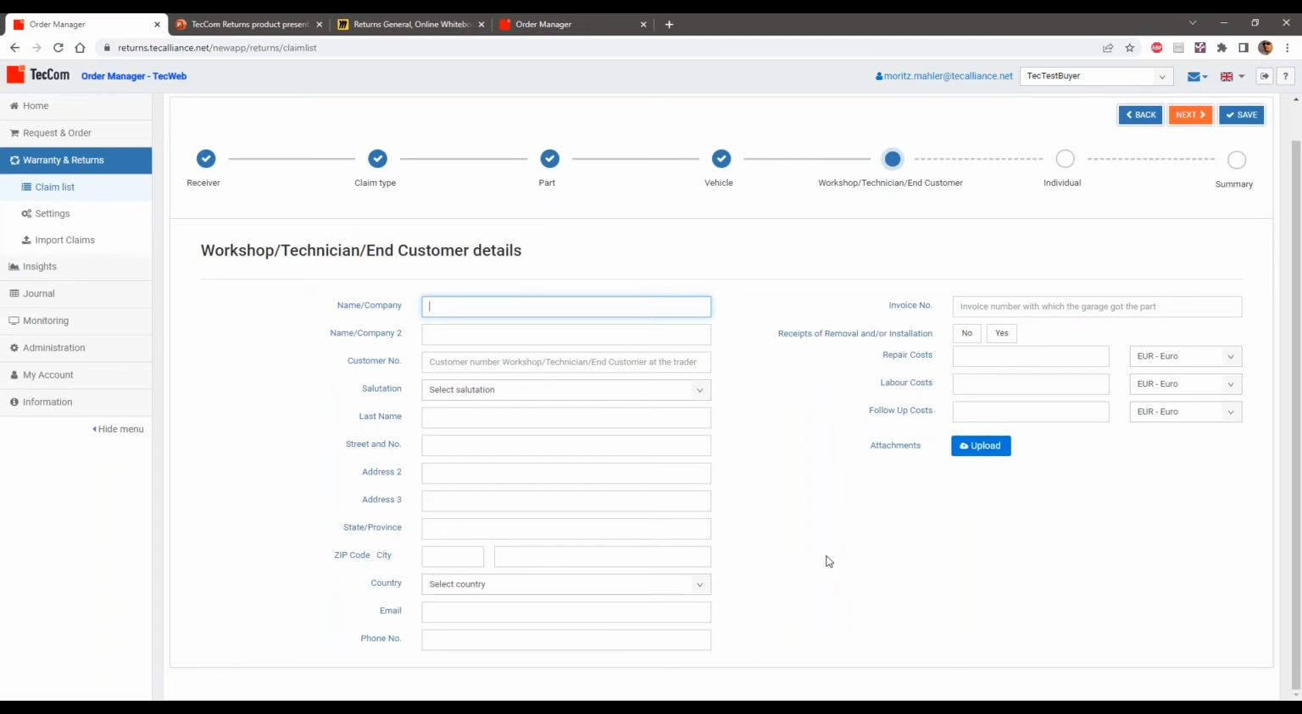Now we come to the section where the workshop, technician or end customer details come in. We enter all this information here. We also have fields for repair costs, labor costs, and follow-up costs, and attachments for bills or receipts that you would have from these follow-up costs or labor costs.